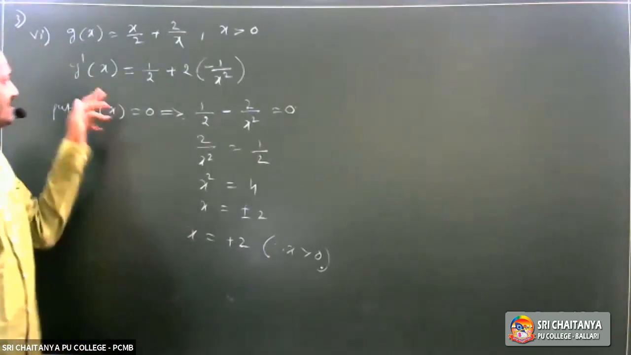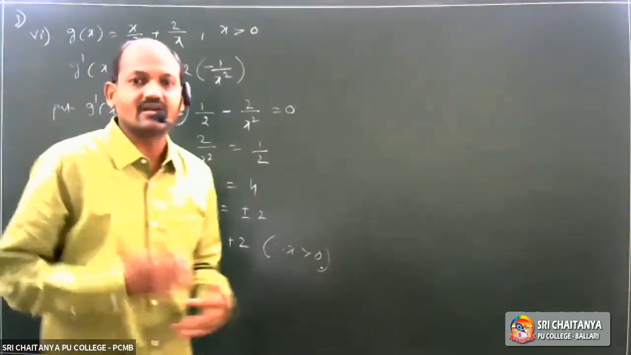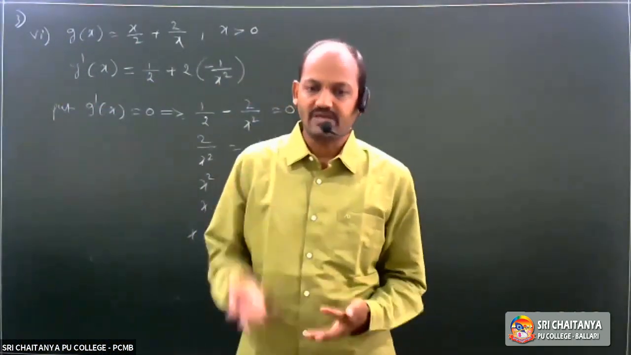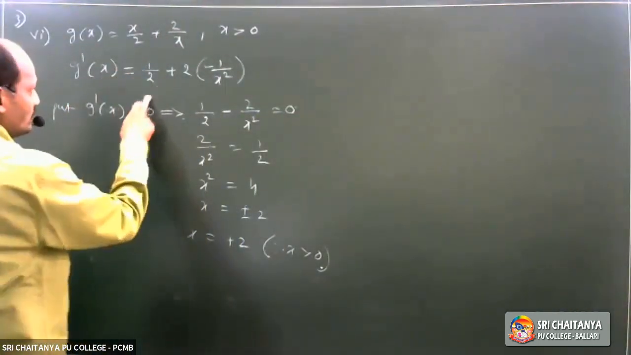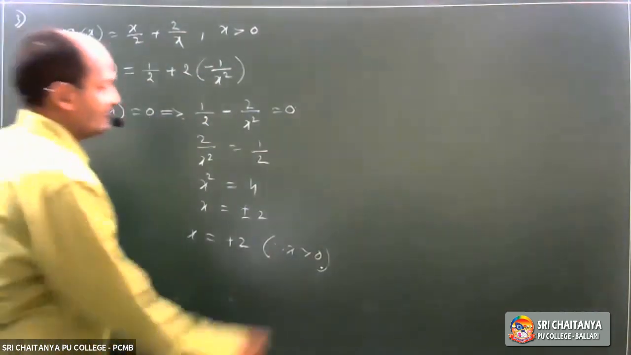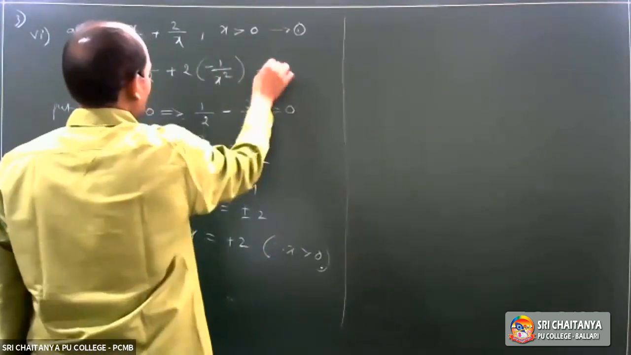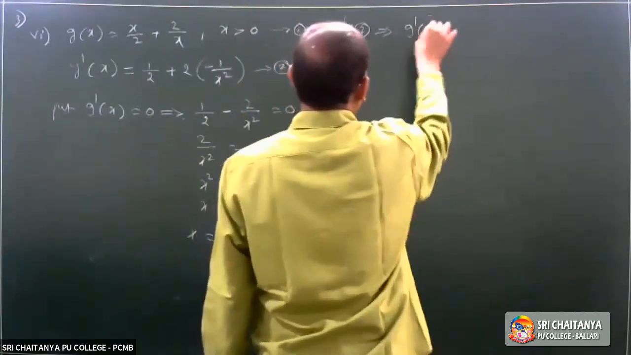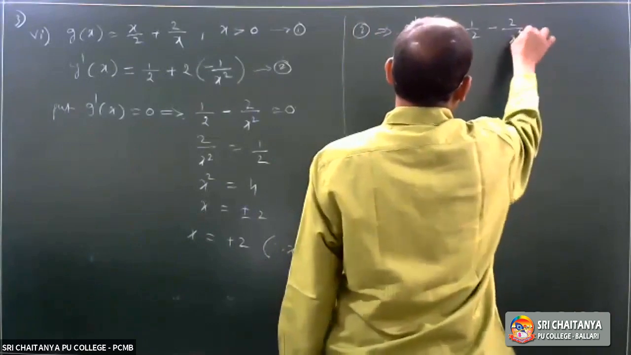Now substitute in the second order derivative. Maxima or minima depends on the second order derivative. Second order derivative positive means minima, negative means maxima. So already we have the first derivative, 1 by 2 plus 2 into minus 1 by x square. Now we have to find the second order derivative. It is equation 1, equation 2. So g dash of x is equal to 1 by 2 minus 2 divided by x square.